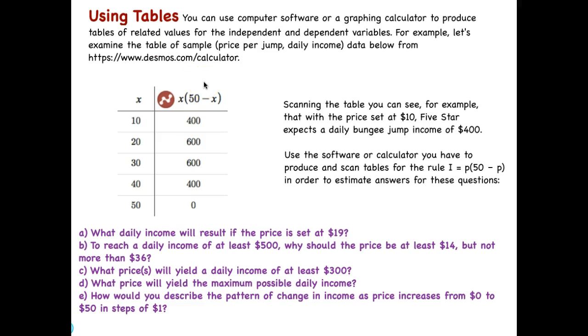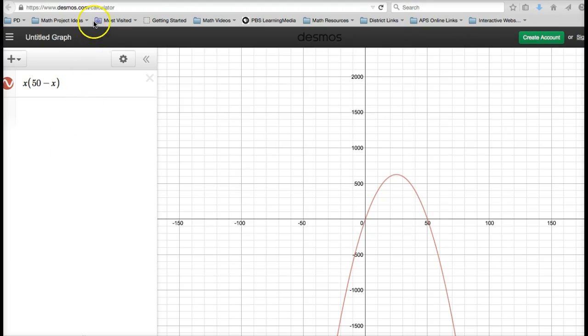Let's first look at tables. You can use computer software, which is what we're going to do, or a graphing calculator to produce tables of related values for the independent and dependent variables. For example, let's examine the table of sample data below from this website, desmos.com/calculator.